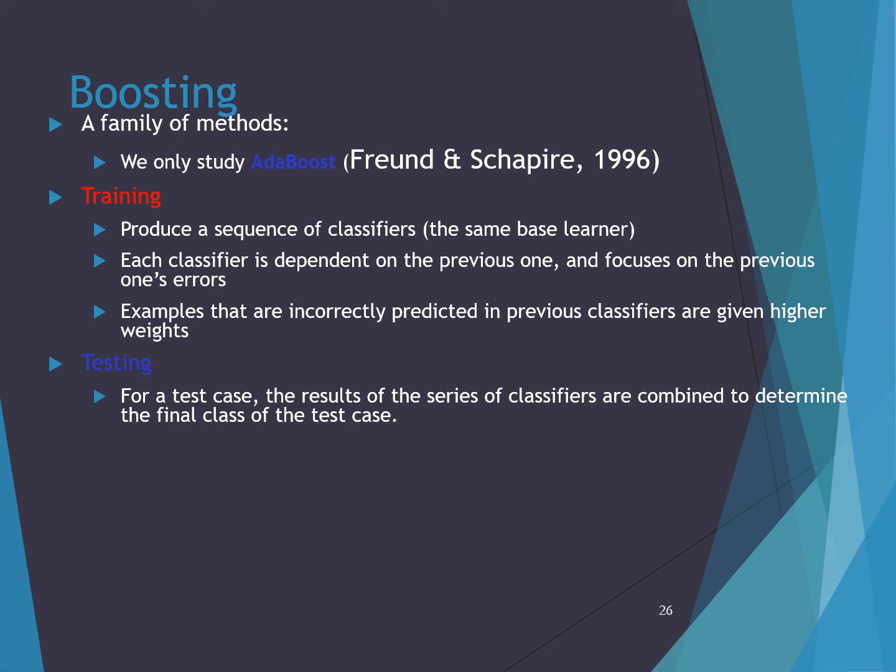Now boosting, a family of methods. We only study AdaBoost. Training: produce a sequence of classifiers. Each classifier is dependent on the previous one and focuses on the previous one's errors. Examples that are incorrectly predicted by the previous classifier are given higher weights. Testing: for a test case, the results of the series of classifiers are combined to determine the final class of the test case.